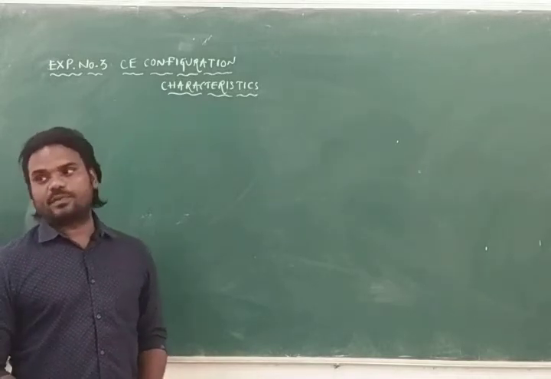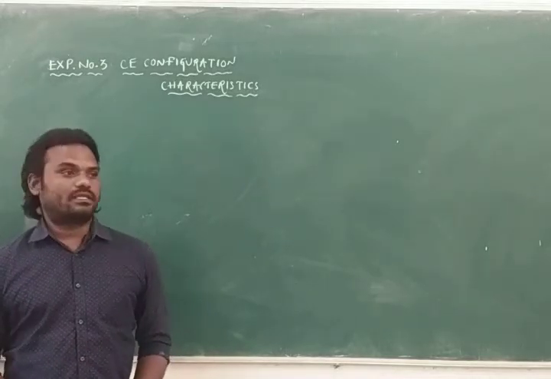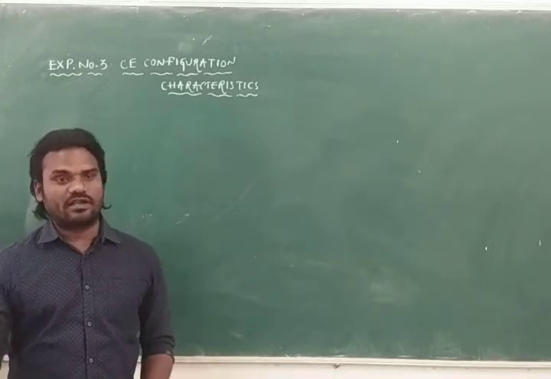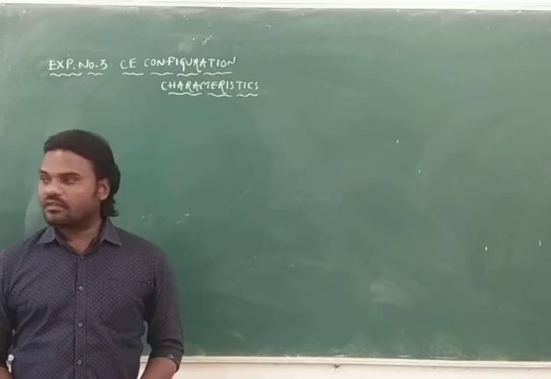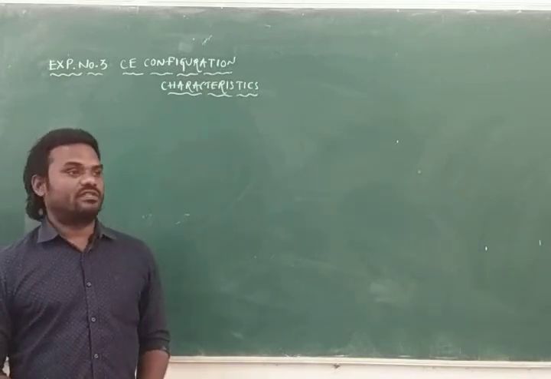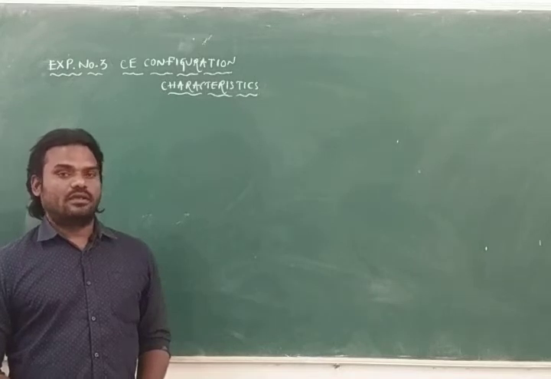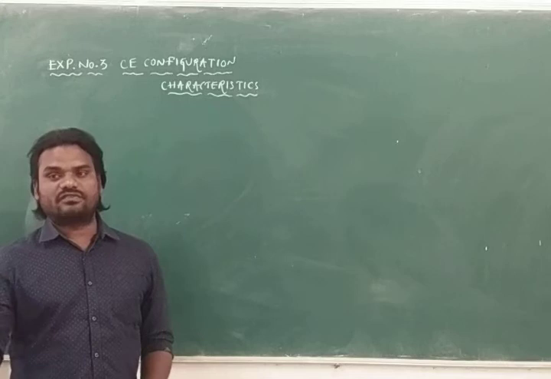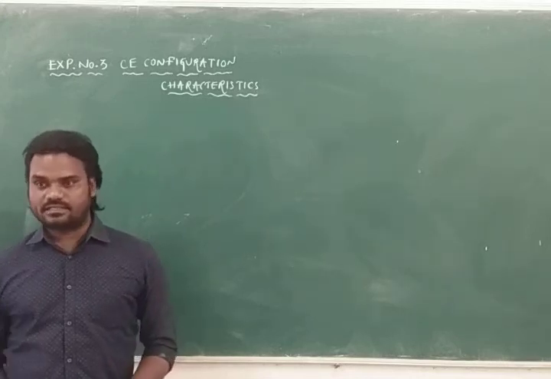In the first experiment, we studied the VI characteristics of the PN junction diode. It is a relation between voltage and current only, in forward and reverse bias mode. In the second experiment, the full wave rectifier with and without filter, by connecting one particular load resistance, we studied its VDC and IDC.